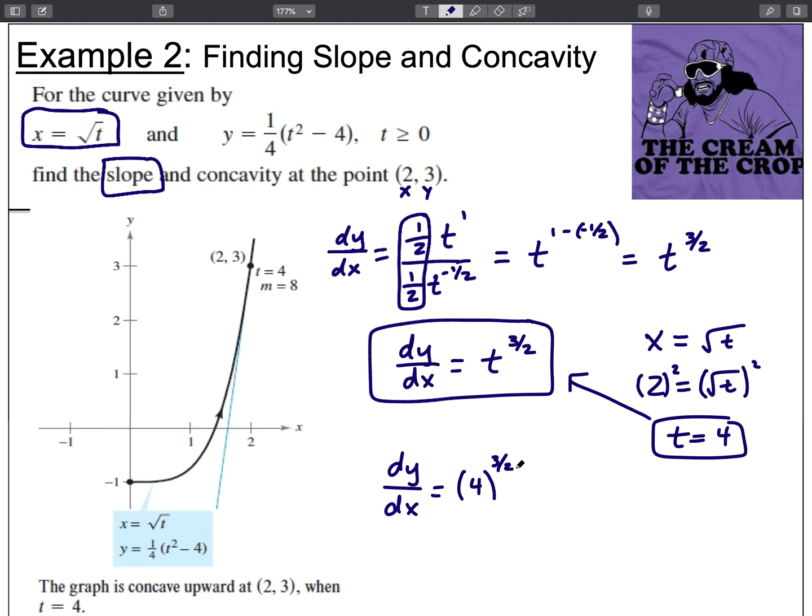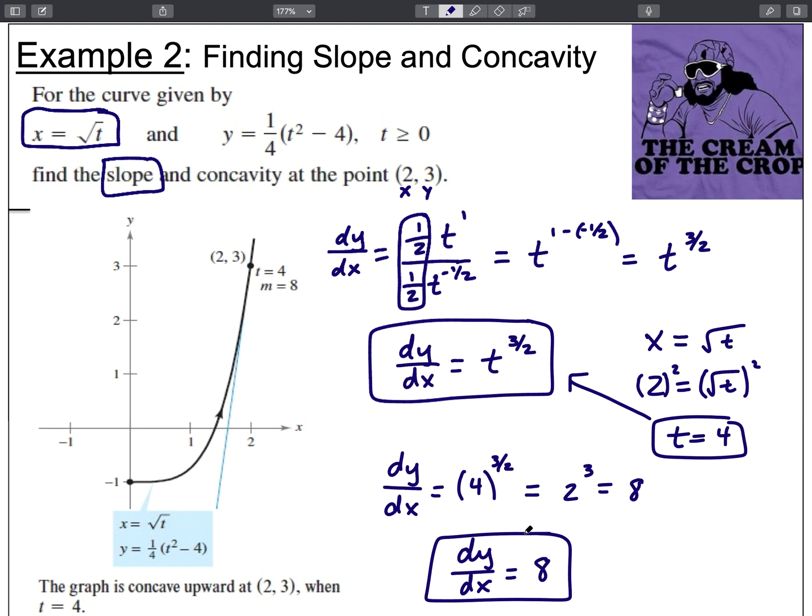That's the same thing as the square root of 4 cubed. So in this case, I like to do the square root part first. So the square root of 4 would be 2, and I'm left with 2 to the 3rd, which is 8. So in this case, dy/dx is going to be 8. I'm going to have a positive slope, which means the function is going to be increasing. So at the point (2, 3), it's increasing.